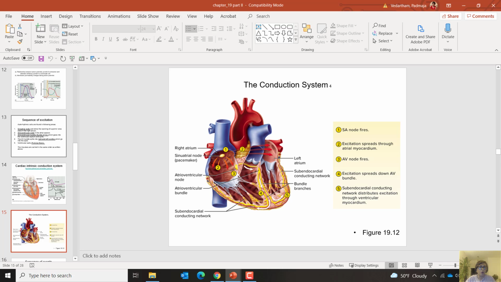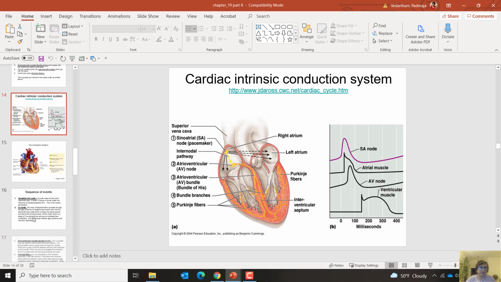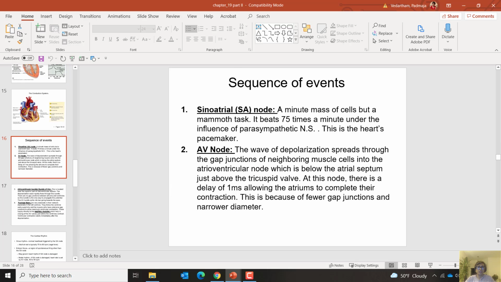So for now, all you have to know is what are the different nodes. So you have the SA node, AV node, AV bundle, also called the bundle of His, and then right and left bundle branches, and then you have Purkinje fibers and papillary muscles, which are also innervated. So the sequence of the events, it starts from the SA node, beats about 72 beats per minute under the influence of the parasympathetic nervous system. Then it goes through the AV node. Okay, so there is a little delay.